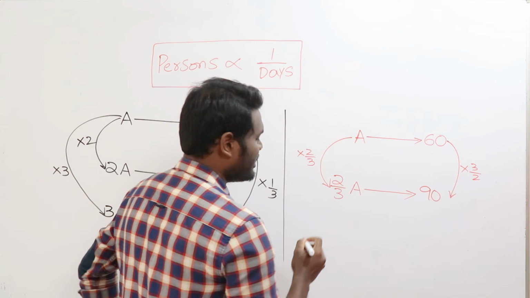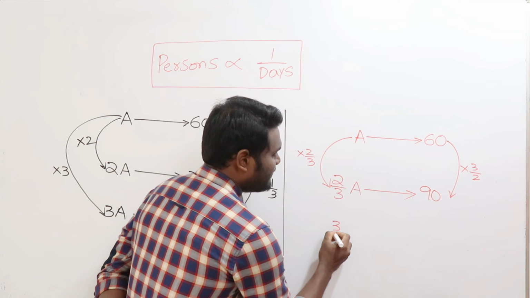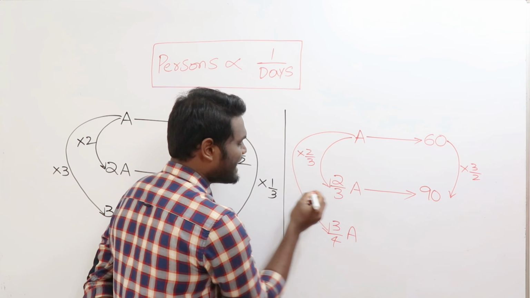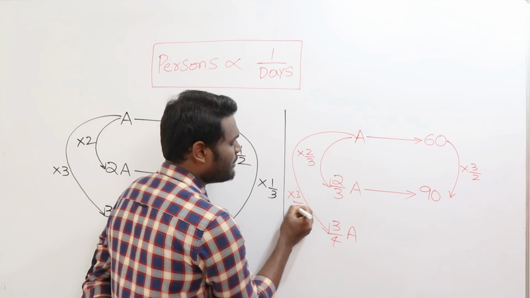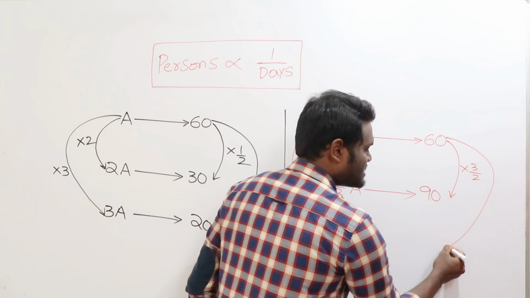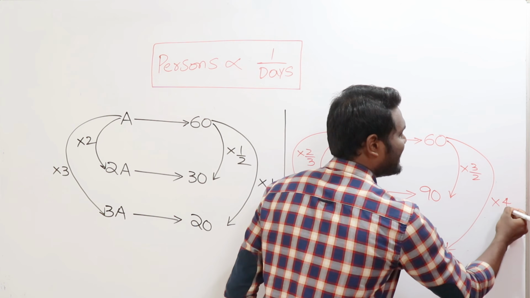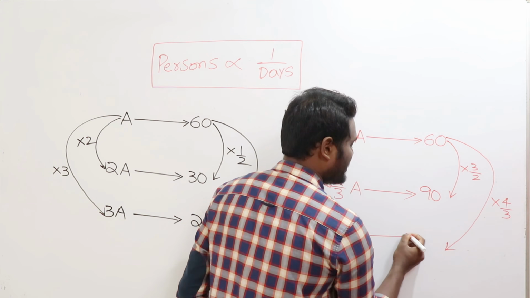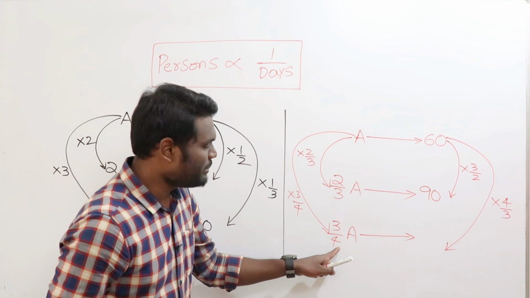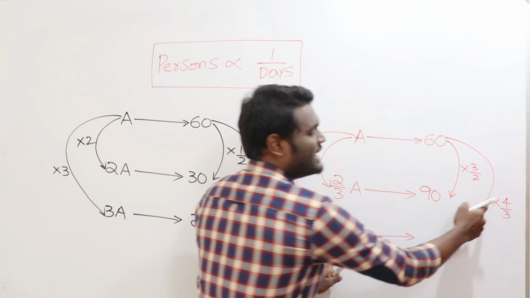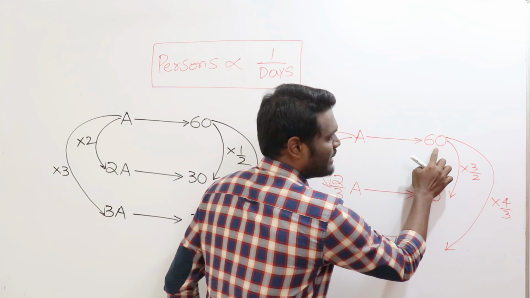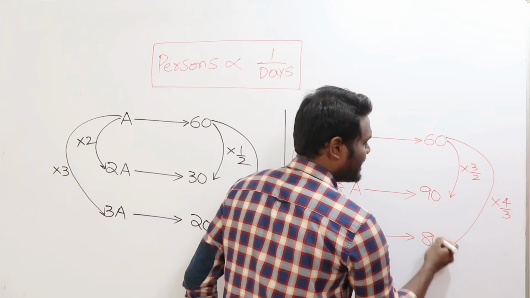Okay, let us look at one more example. Let us say it is 3 by 4 A. Now if you look here, persons become 3 by 4 times. If persons become 3 by 4 times, the number of days should become 4 by 3 times. Yes or no? Why? Because the inverse of 3 by 4 is 4 by 3. Now if you observe here, 3 goes into 60 how many times? 20 times. 20 into 4 is nothing but 80 days.